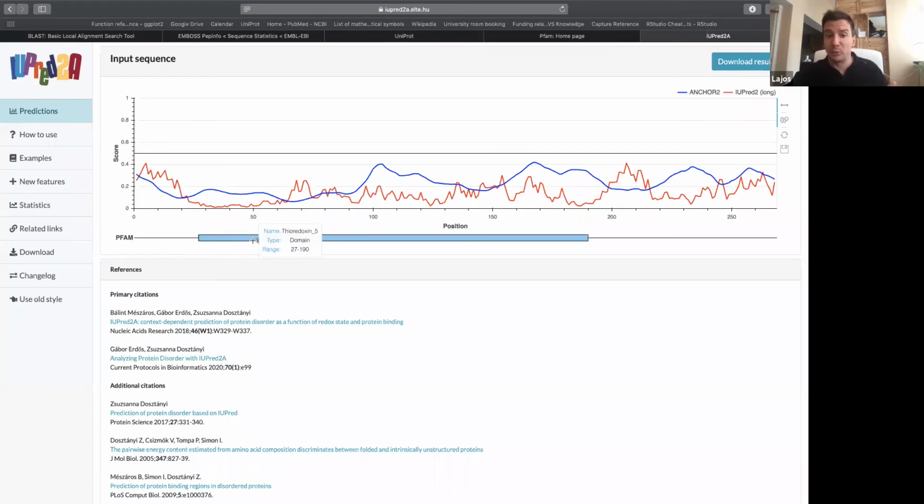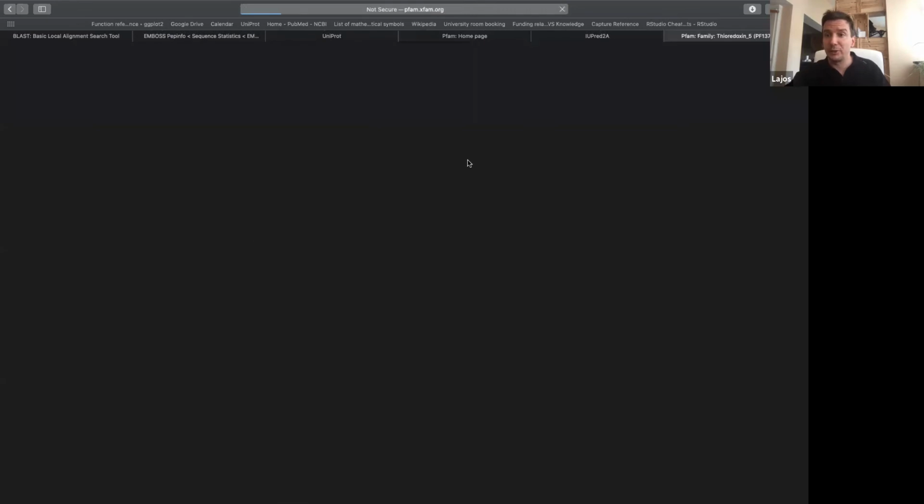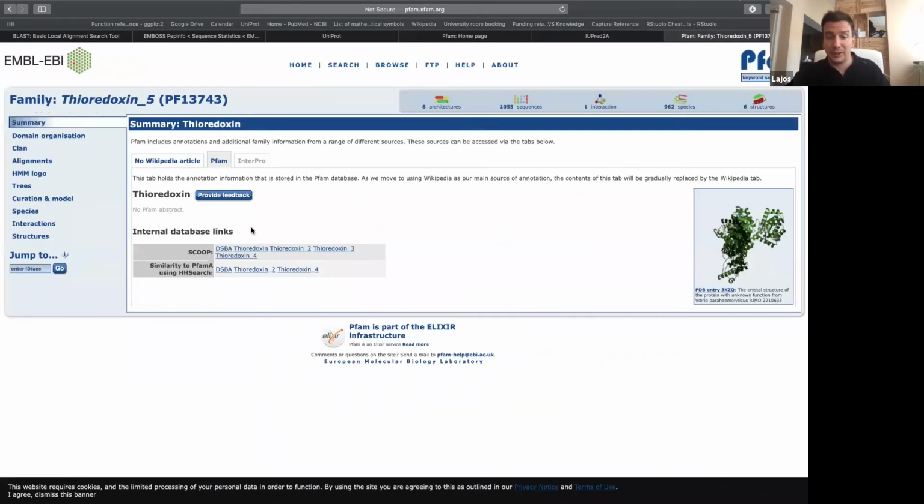The other important thing here is that we already have a known domain, called thioredoxin 5, and you can click on this. It will take you to the Pfam website, where you can see that this is actually thioredoxin 5. This is the name of the domain, and we don't know anything about it, which is not very useful. But the reason it is called thioredoxin 5 is probably because it is very similar to other thioredoxin domains, but maybe a little bit different in some structural or sequential aspects.